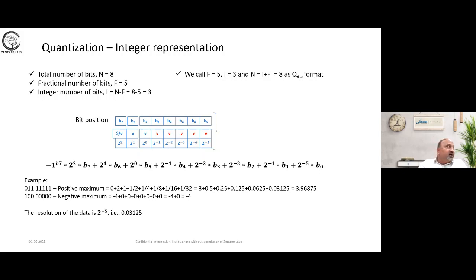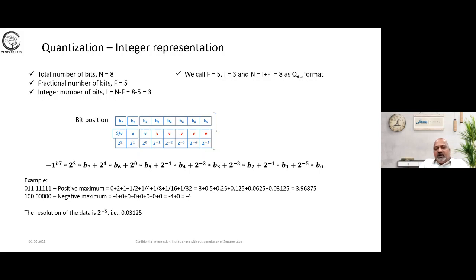Then the integer number of bits we calculate as n minus f. So how can we compute the value of this fixed point? Suppose the bit positions, here I've given an example B0 to B7 for an 8-bit representation. The red V's indicate the fractional bit values. The blue V's indicate the integer bit values. S is for sign. Based on the integer I equal to 3, the first 3 bits are reserved to represent the integer part. The remaining 5 bits are used to represent the fractional part. This is how the total value is computed here.